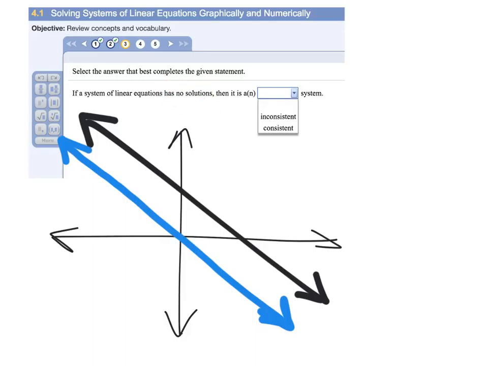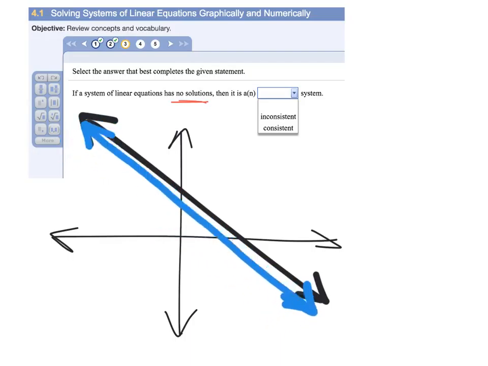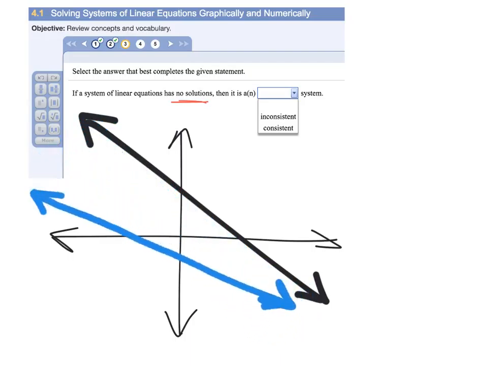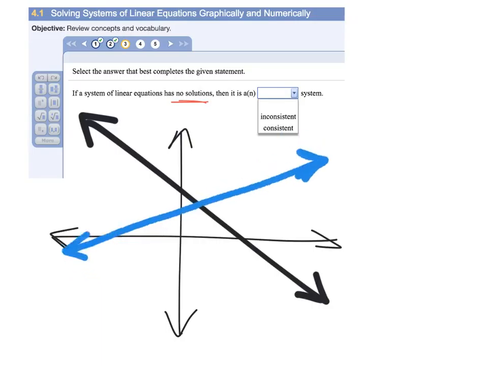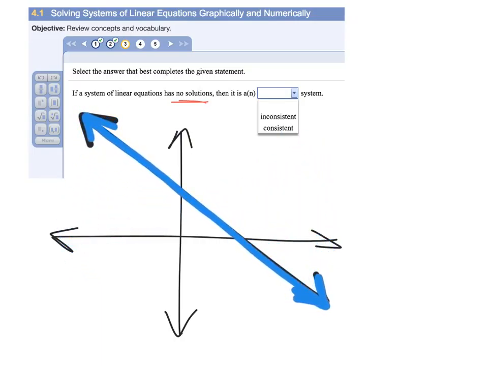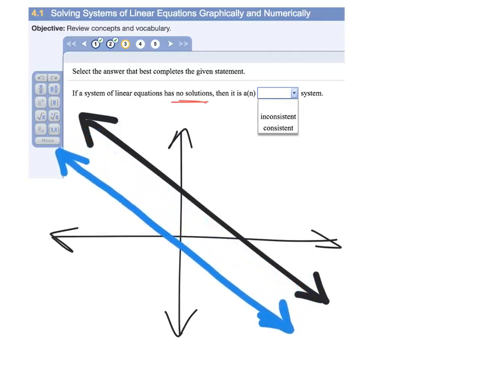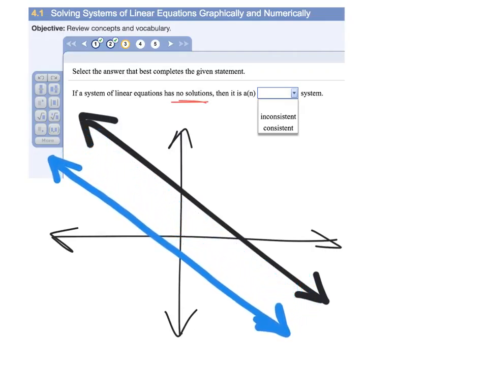So when it has no solutions, that means those two lines must be parallel. They cannot be crossing like that because their solution would be right there, a point. And they cannot be identical. They can't be on top of each other because then they would have an infinite number of solutions. So if they have no solutions, that means they're parallel, like this. And we call that inconsistent.